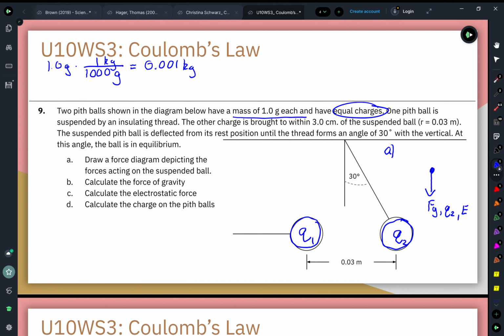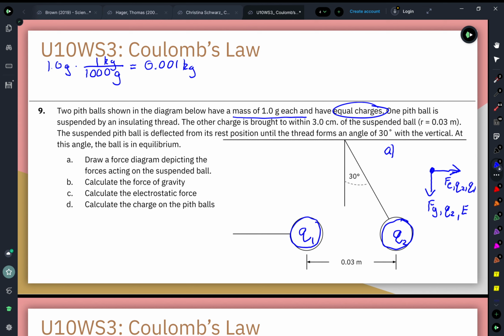Another non-contact force that we have is going to be the electrostatic force between these 2 objects. If they are equal charges, that means they're both the same magnitude and the same sign. So that should be a repulsion. So we're going to have an electric force pointing to the right, and that will be an electric force on charge 2 by charge 1. We don't have any other charges in this problem. We don't have any other magnets in this problem. So we're done with our non-contact forces.